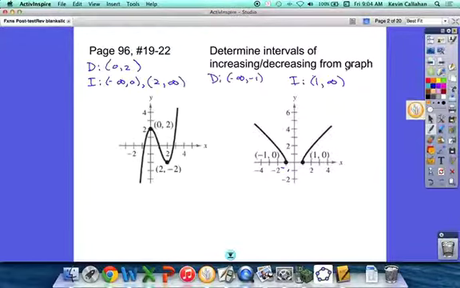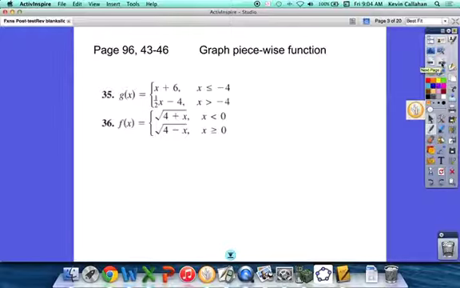And you are given the graph, right? You don't even have to put it in the calculator. You're given a graph, and it's all highlighted, kind of like this. All right, graph a piecewise function.